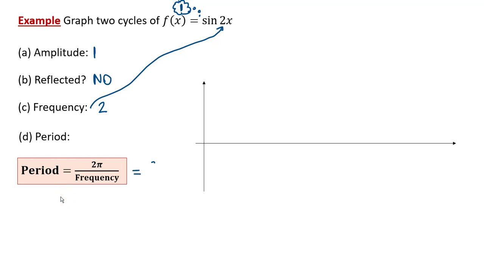So that's how we're going to find the period in this step. I'll take 2 pi and divide by the frequency that we just found in step C. So it's 2 pi over 2. Well, that means that the period is pi. And once we know the period, we're ready to start labeling the horizontal axis. We just did that exercise. First, I'll place pi. That's the end of the first cycle.